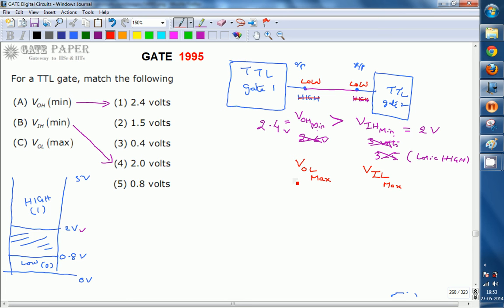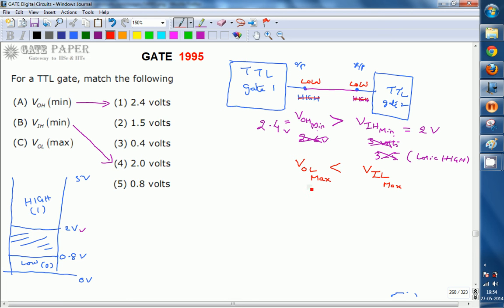And VOL maximum is the maximum acceptable voltage at the output node under low level. Anything greater than that cannot be treated as logic low level. The voltages below this are definitely treated as logic low level, above this will be treated as undefined. Is that clear? So what can be the relation between VOL maximum and VIL maximum? Whatever voltage is given by gate 1 should be accepted by gate 2. So VOL maximum should be less than VIL maximum.